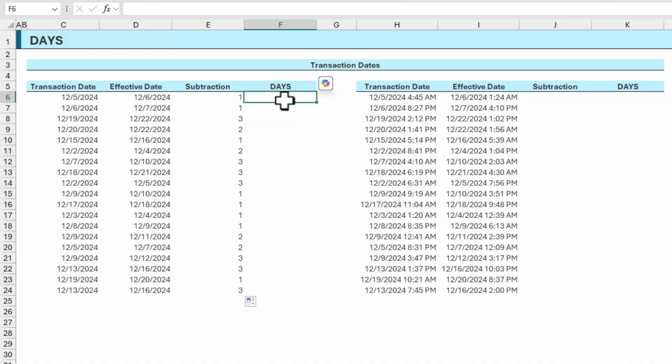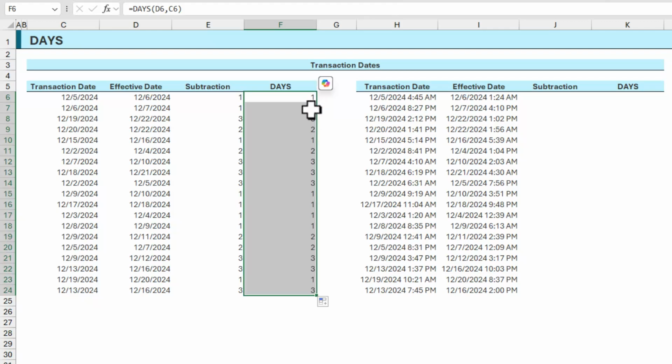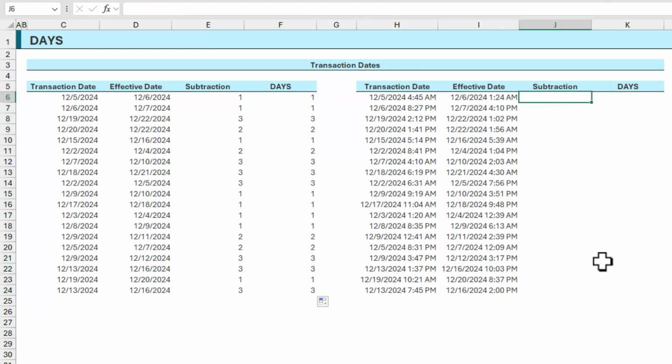No problem. And similarly, the DAYS function, equal sign DAYS, takes in the end date, comma, the transaction date or start date, close parentheses, and we see it generates the same value. So when it comes to two dates different from one another, the DAYS function performs exactly the same operation. But the difference comes in when you have times affiliated with those dates.